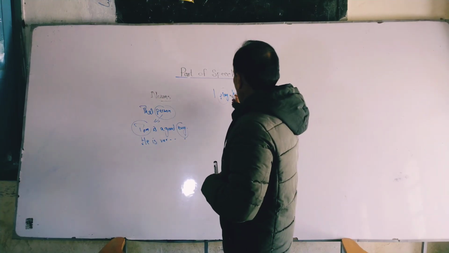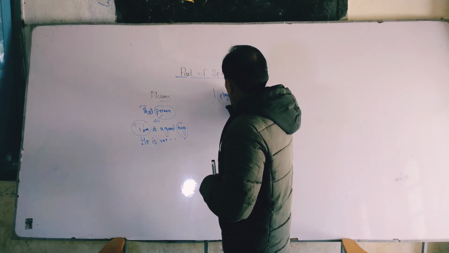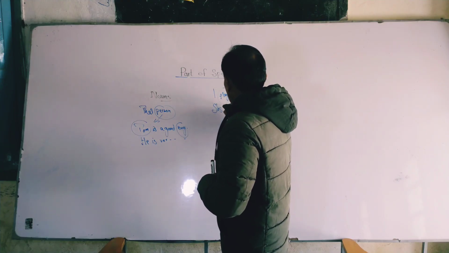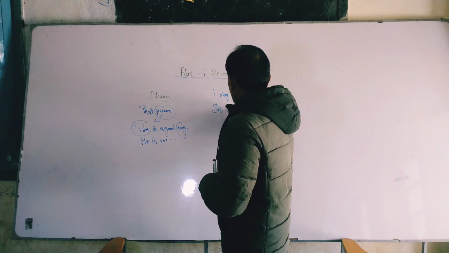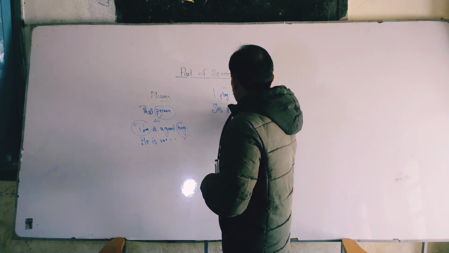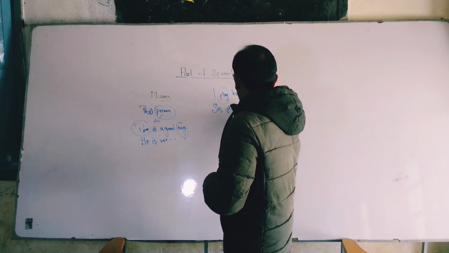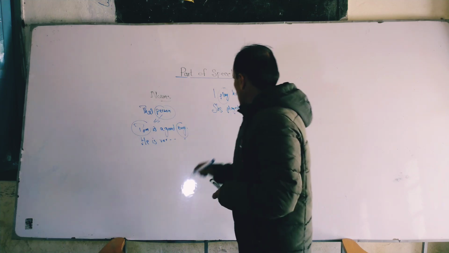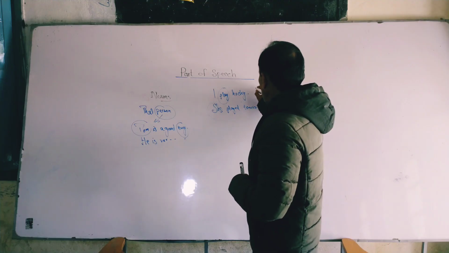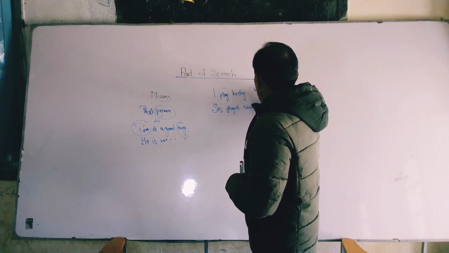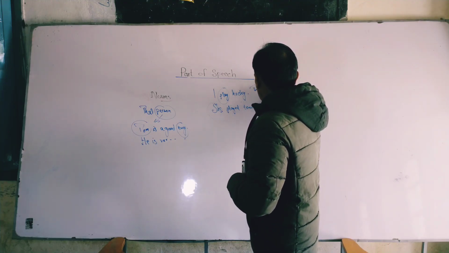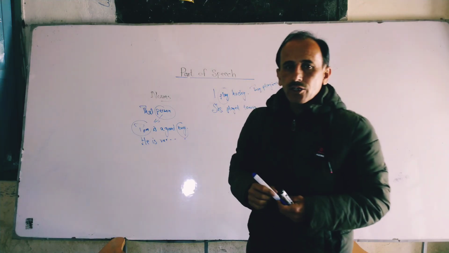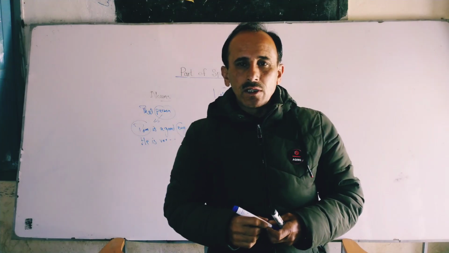For example, another one: she played tennis. She played tennis. For example, they are playing. These are the forms of verbs: play, played, playing, and so on.